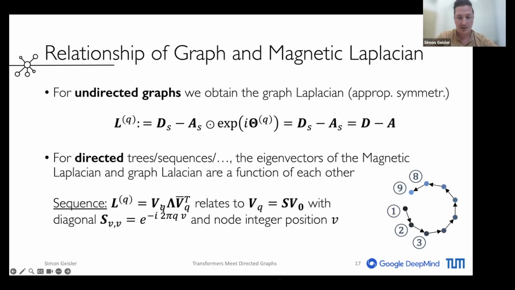So we do this eigendecomposition. Now I subscript the eigenvectors with Q here to make this distinction. And then the eigenvectors of the magnetic Laplacian are equal to this S matrix times the eigenvectors of the graph Laplacian. And S is constructed to be a diagonal matrix with e to the power of i 2 pi q v, where v again is the node integer position. So this is 0, 1, 2, 3, as we had it for sinusoidal positional encodings. Of course, I don't have to do this manually later. This is what it will resolve to if I do the eigendecomposition. So here the order doesn't really matter anymore, as long as I have this graph structure.